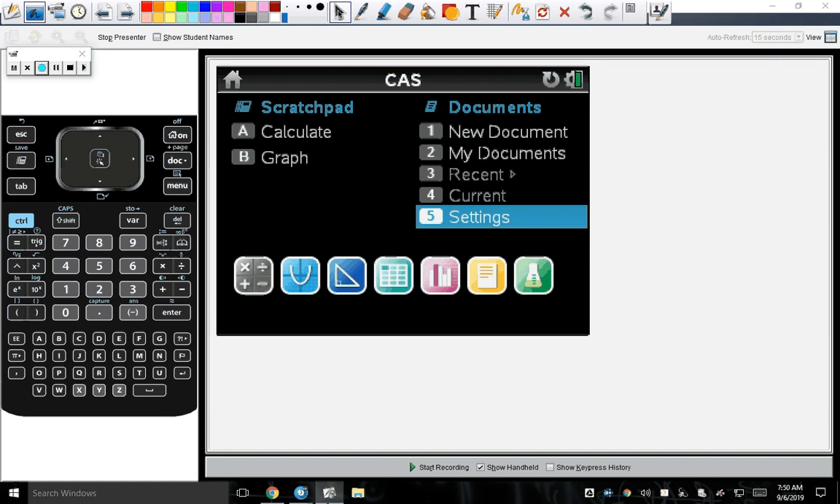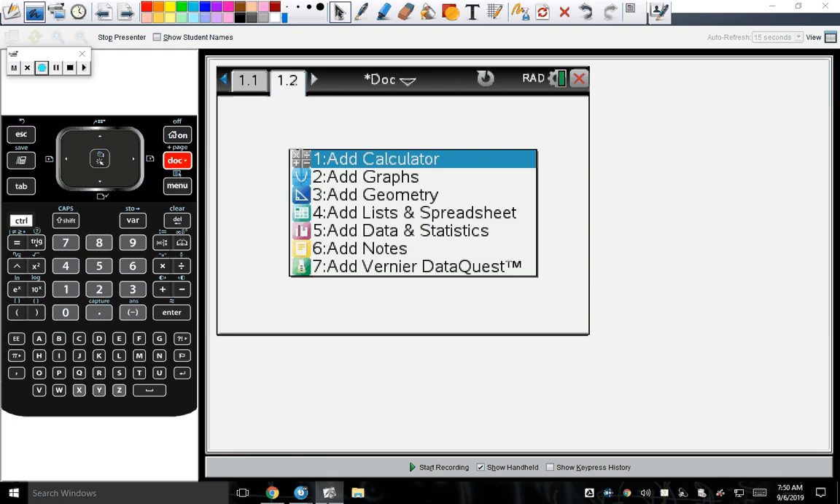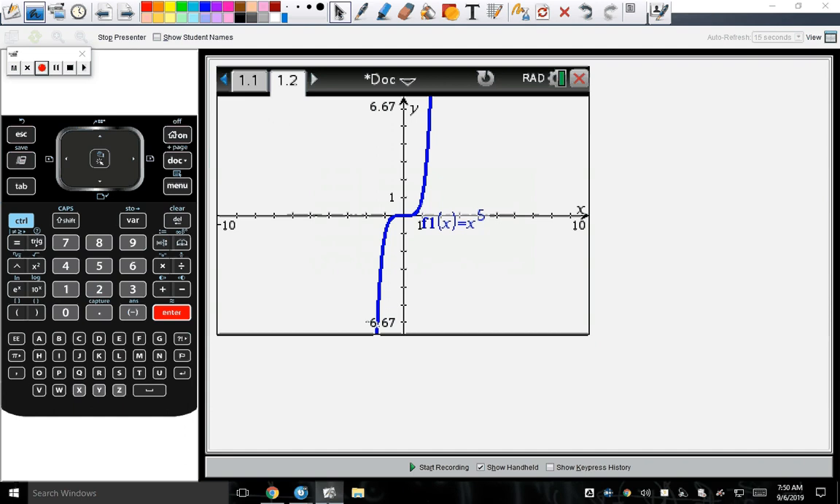We're going to press 1 for new document, 1 to add a calculator page. We're going to do Control Doc to add a page, and it's going to be 2 because it's a graphing page. And we're going to put x to the 5th, so x to the power of 5. So this is actually what it looks like. So it is cubic. I thought so.